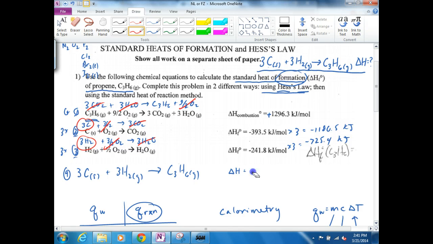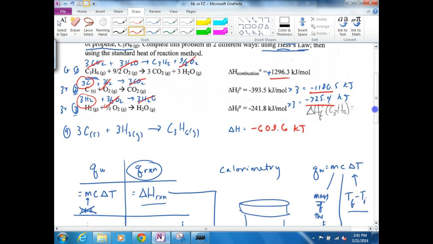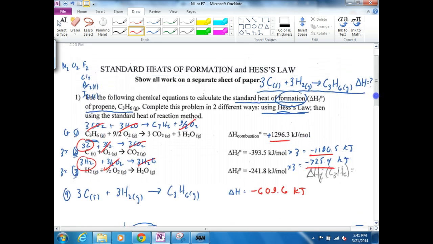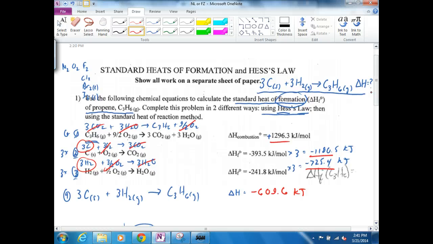So let's just do our final calculation now. I'm just going to add this, this, and this. So I've got 1296.3 minus 1180.5 minus 725.4 gives me negative 609.6 kilojoules. Okay, so that's the first method. Now in the second method, it says using the standard heat of reaction.